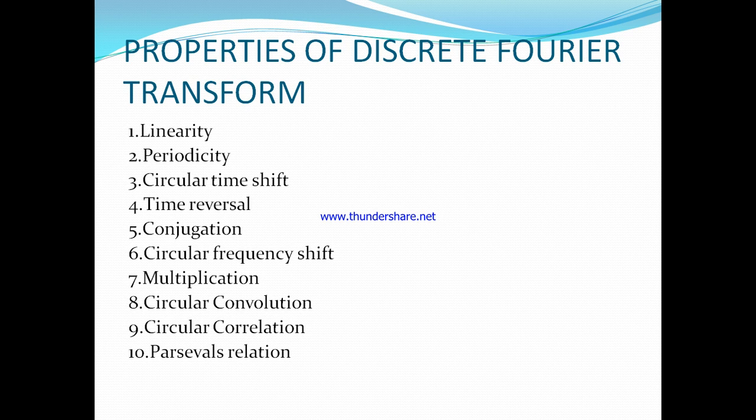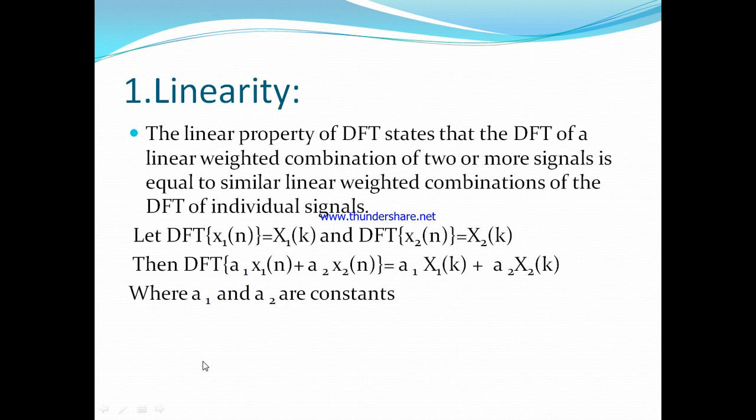We have 10 properties. First one, linearity. Second, periodicity property. Third one, circular time shift. Fourth one, time reversal property. Fifth one, conjugation property. Sixth one, circular frequency shift. Seventh one, multiplication property. Eighth one, circular convolution. Ninth one, circular correlation. Last one, Parseval's relation. We will see one by one.